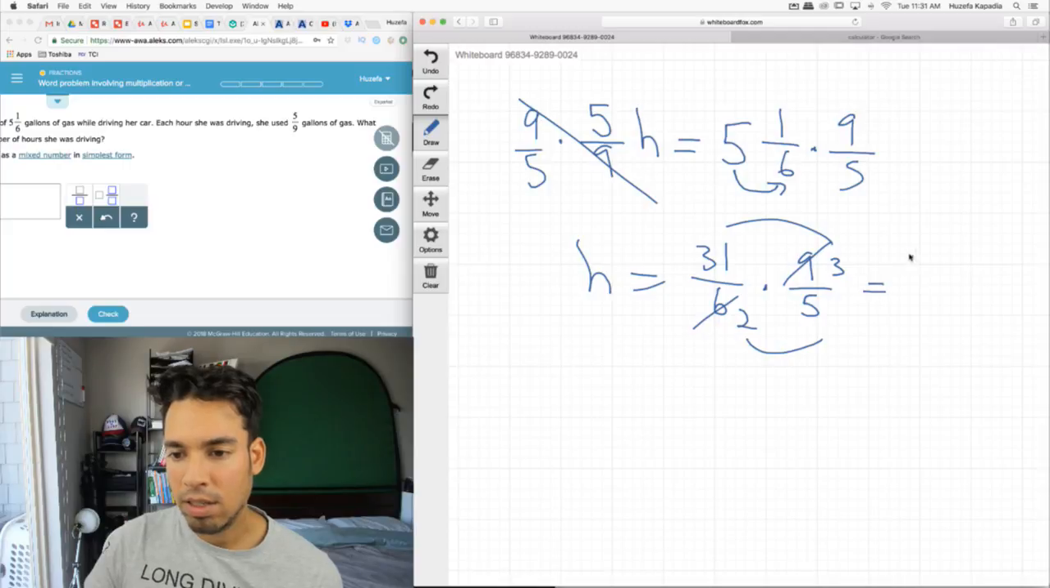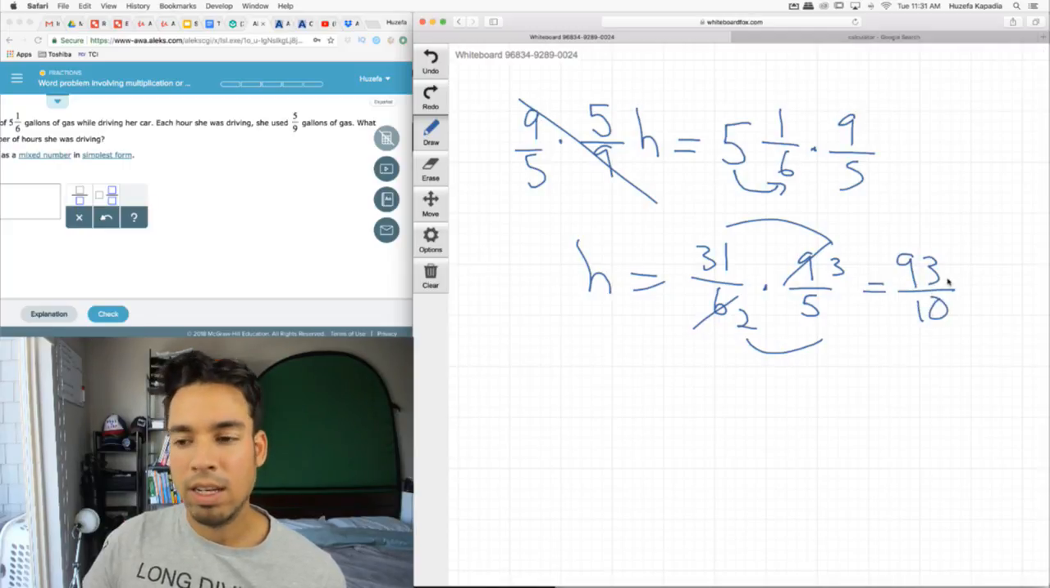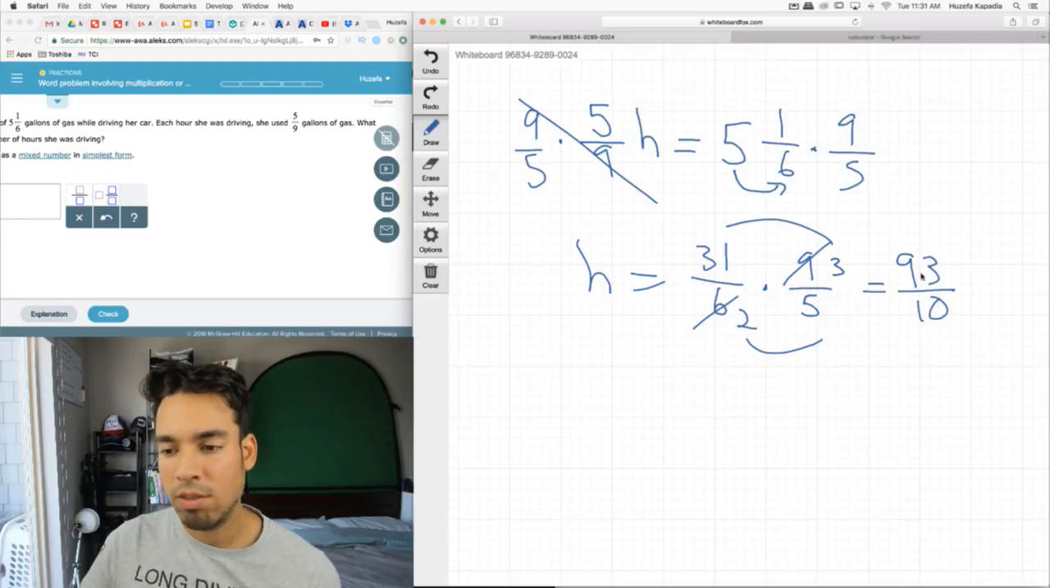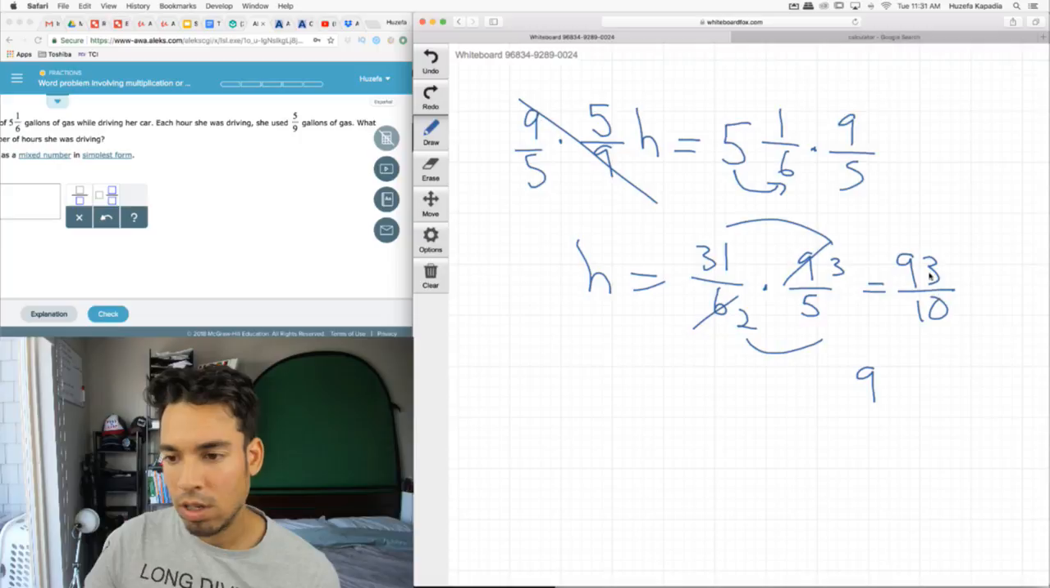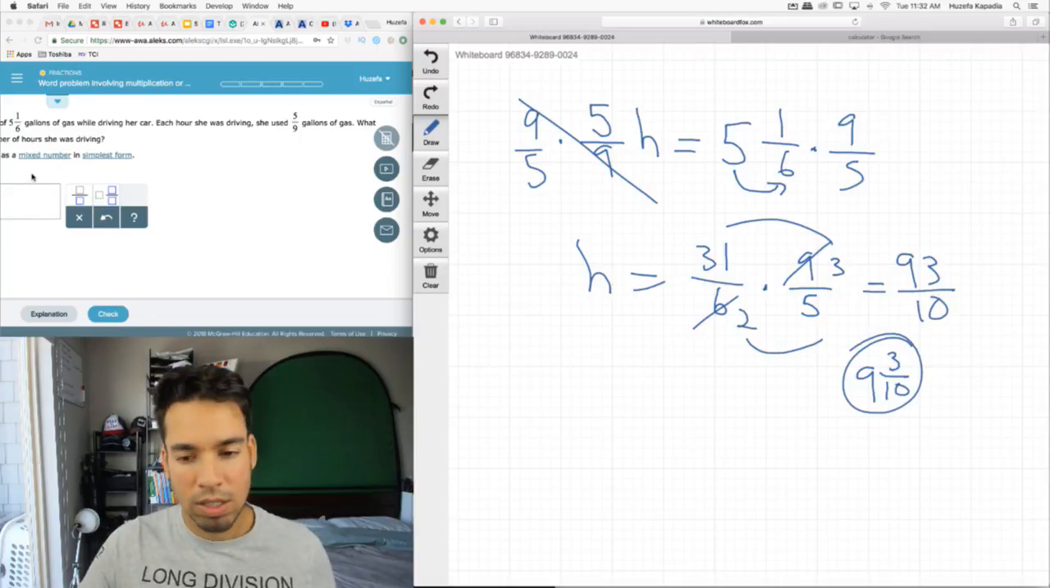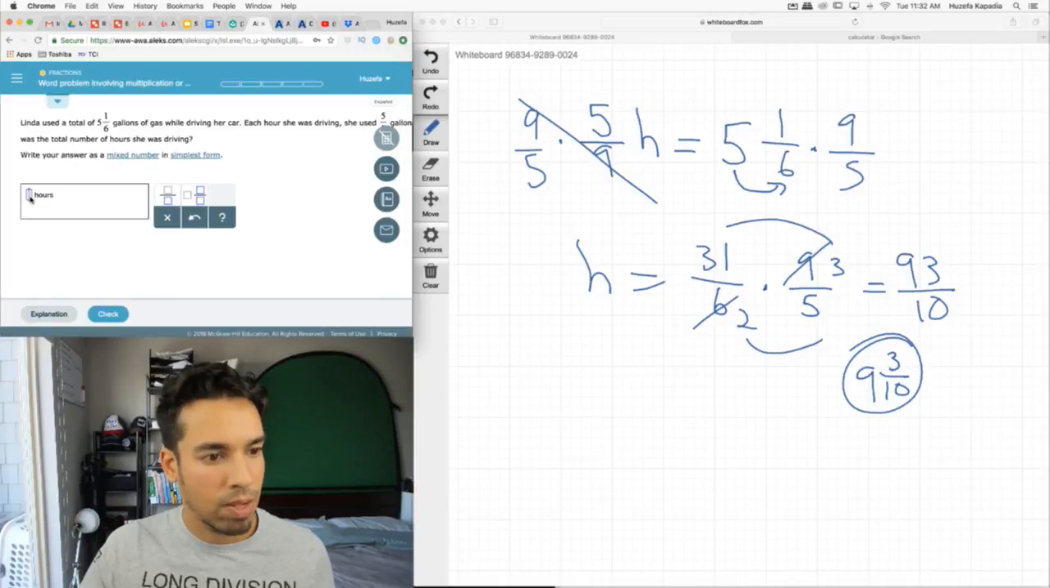And we get 93 over 10. And then this reduces in the way we can divide by 10. It goes in 9 times, so that's 9 wholes, and a remainder of 3/10. So it's 9 3/10. That's how many hours. 9 3/10.